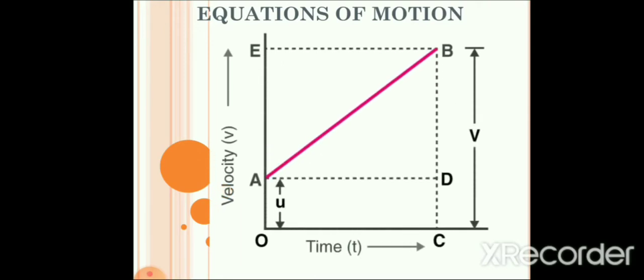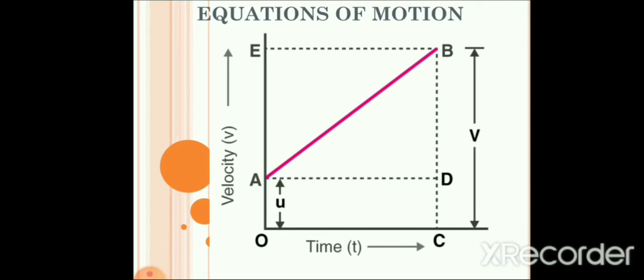So let us understand the graph. It is clear from the graph that the body which is moving has a starting velocity u, and it is changing its velocity to v after t seconds. The line AB represents the acceleration. It is also called the slope of the graph.